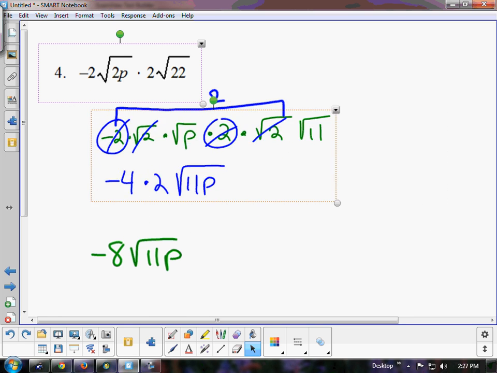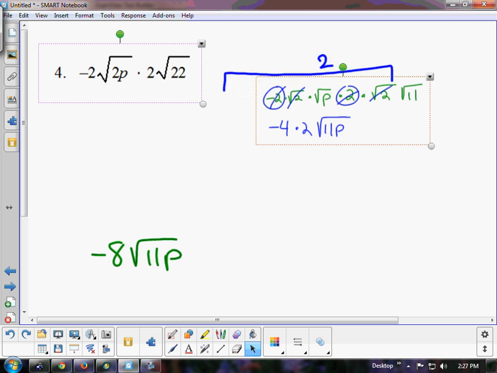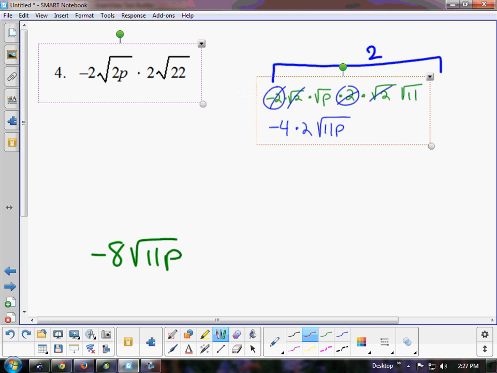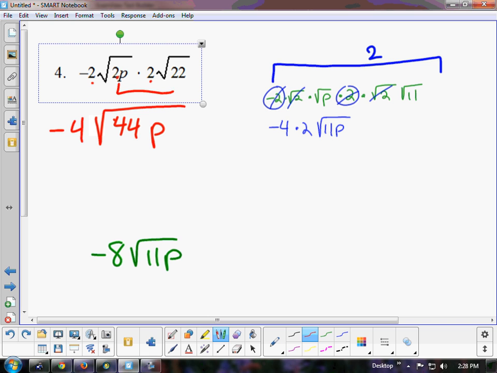Okay, let's try this in a different way. So let's start with, let's multiply this times this. That's -4. And let's combine the radicals. So I'm going to have 2 times 22, which is 44p. 2 times 22, 2p times 22 is 44p.